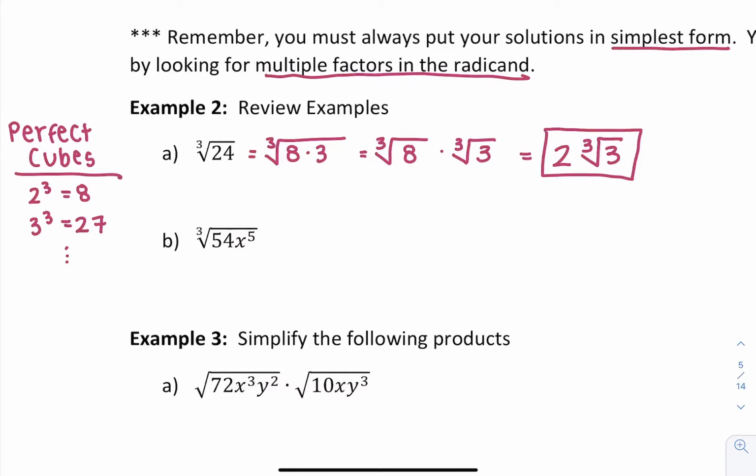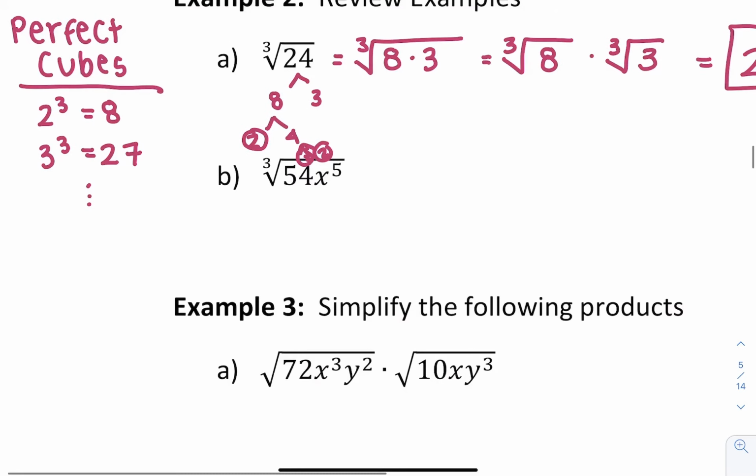I could have also used my factor tree: this is 8 times 3, and this is 2 times 4, which is 2 times 2, and I looked for a group of 3 to take outside. In this next example, I have the cube root of 54 times x to the 5th, and I know 27 is a perfect cube that goes into this, so I can rewrite this as 27 times 2. Now I'm going to write x to the 5th so that there's something that can be taken out easily. I'm going to write this as x cubed because there's a 3 here, so they match. So x cubed times x squared.